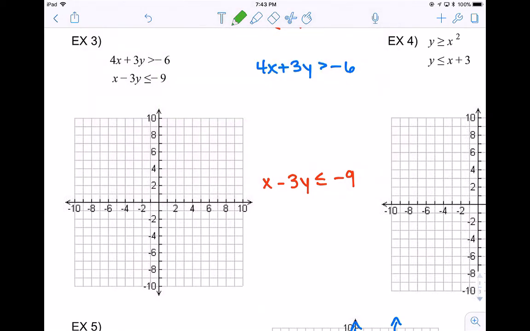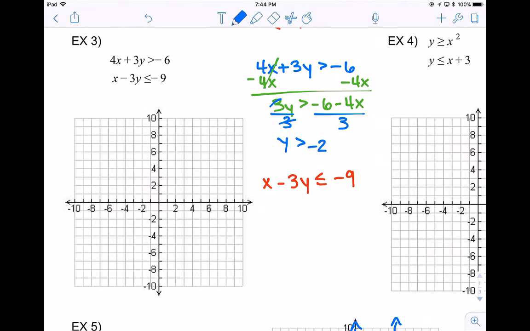So to get y by itself for this first equation, we're going to subtract 4x to the other side so that we get 3y is greater than negative 6 minus 4x. And then final step, we'll divide everything by 3. So we get y is greater than negative 6 divided by 3 is negative 2. Negative 4 divided by 3 does not reduce, so we leave it as negative 4/3 x.